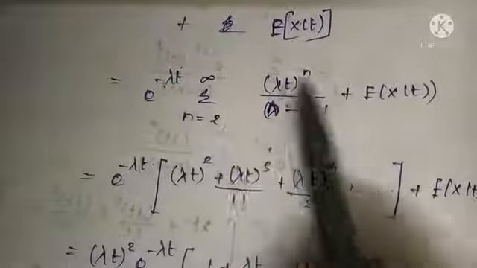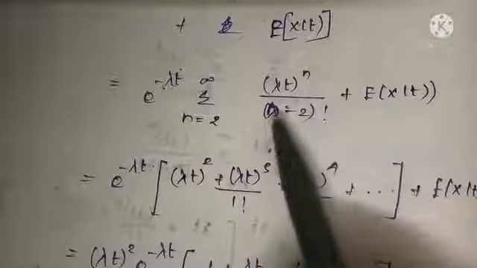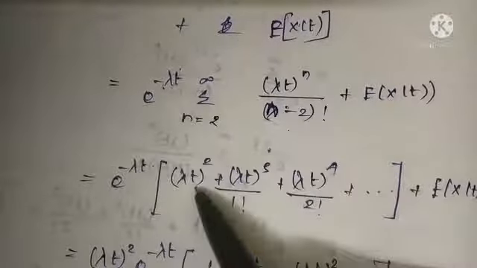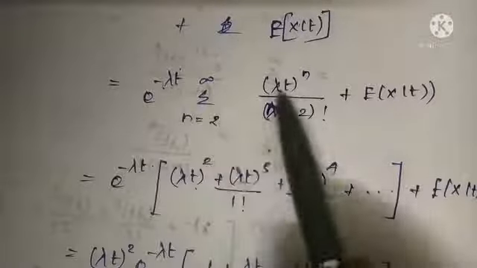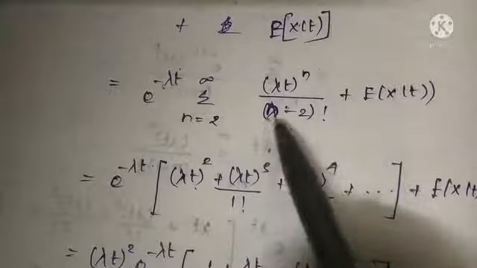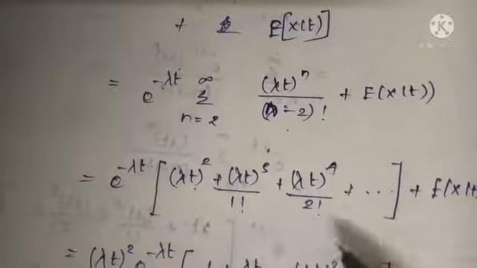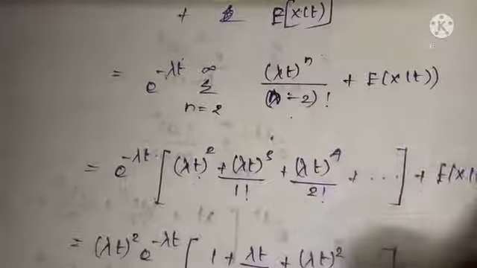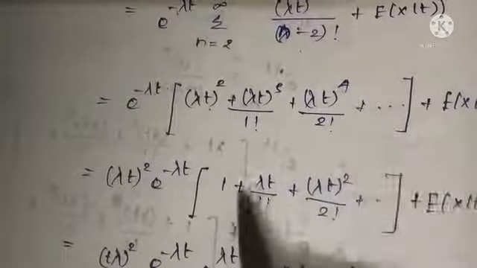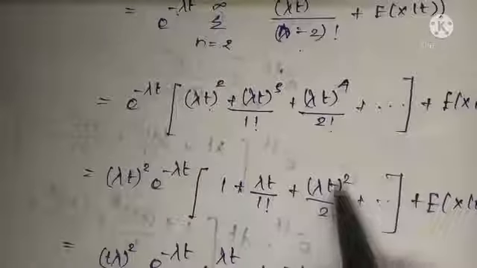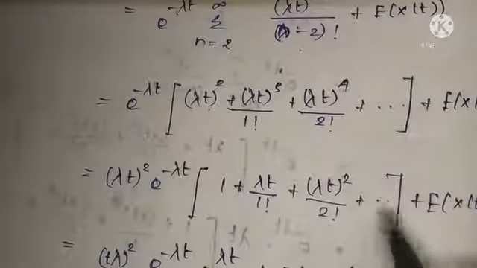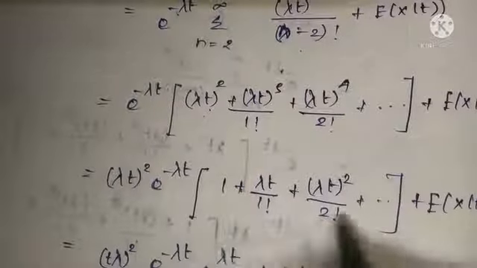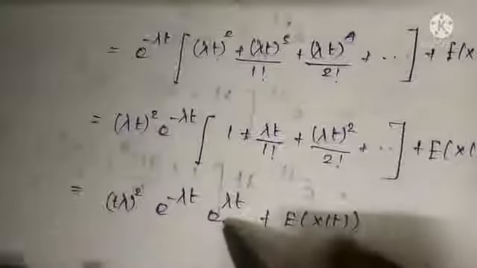Now I expand the summation. When n is 2, lambda t whole square by 2 minus 2, 0 factorial, which is 1. When n is 3, lambda t whole cube by 3 minus 2, 1 factorial, etc. Taking lambda t whole square common, it becomes 1 plus x by 1 factorial plus x square by 2 factorial plus etc., which is e power x, that is e power lambda t.